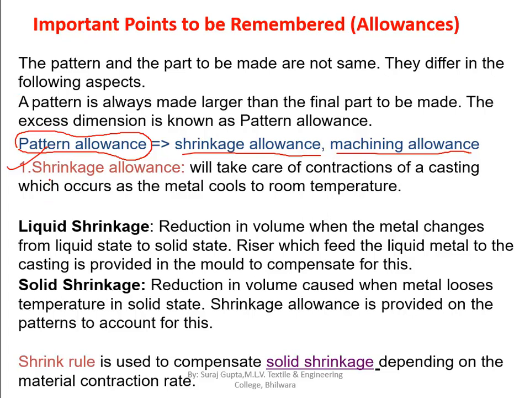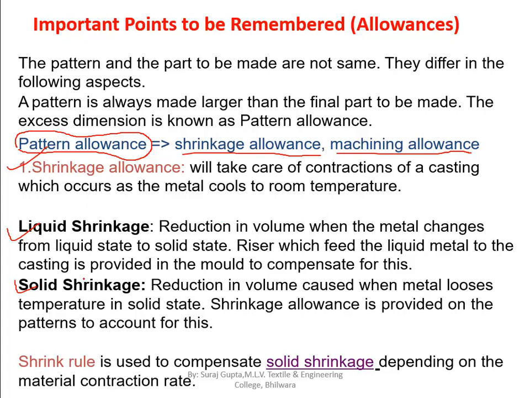So first is the shrinkage allowance. There are two types of shrinkage: first is the liquid shrinkage, and second is the solid shrinkage. Liquid shrinkage is the reduction in the volume when the metal changes from the liquid state to the solid state. So a riser which feeds the liquid metal to the casting is provided in the mold to compensate for this. Means when the liquid metal shrinks, its volume is decreased, that volume will be compensated by the volume of the liquid metal present in the riser.